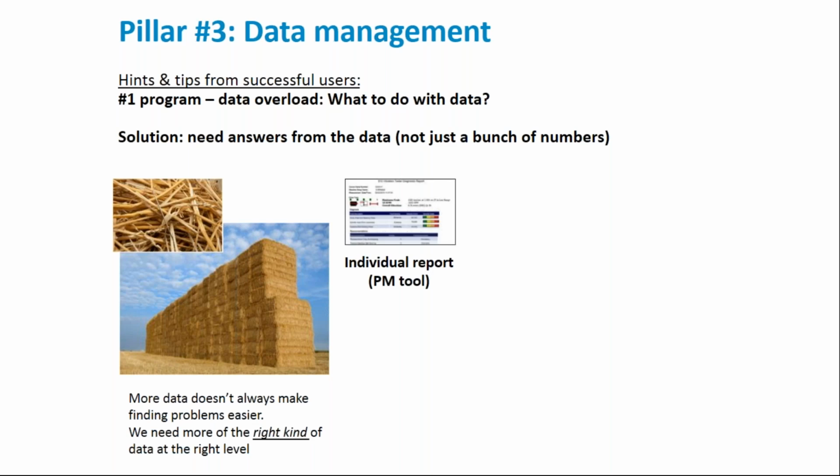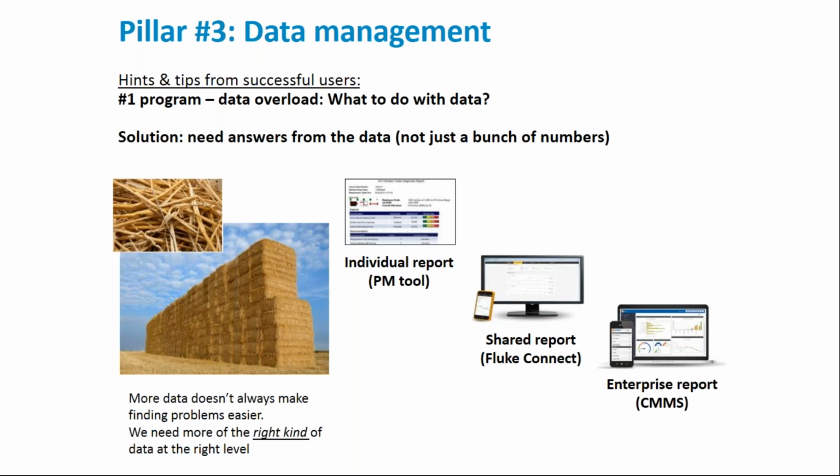So how do we do that? Well, there are 3 different ways we can do that. Number 1 is by looking at the report from the tool. We need to get answers from our tools, not just a bunch of data. Number two is we need to start sharing that information amongst our tools. An example of that is Fluke Connect, where we take all of the answers from our Fluke tools and share it on one common report. And then finally, let's bring it together into a CMMS program.